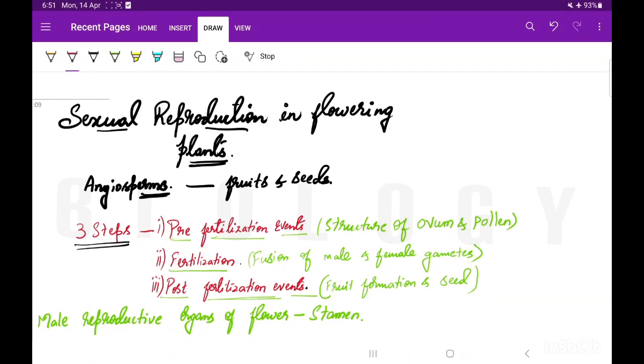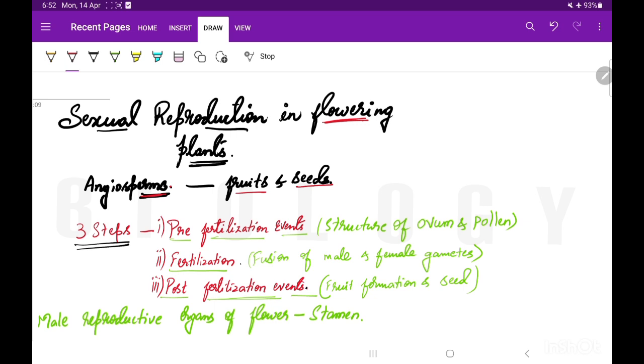Today we will start with sexual reproduction in flowering plants of PUC second year. Let us go through some basic concepts first, then we'll go in detail. As we all know, flowering plants have been categorized by presence of flowers, fruits and seeds.